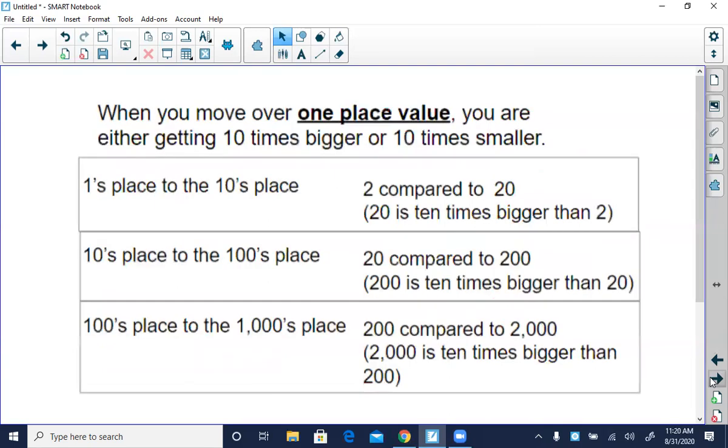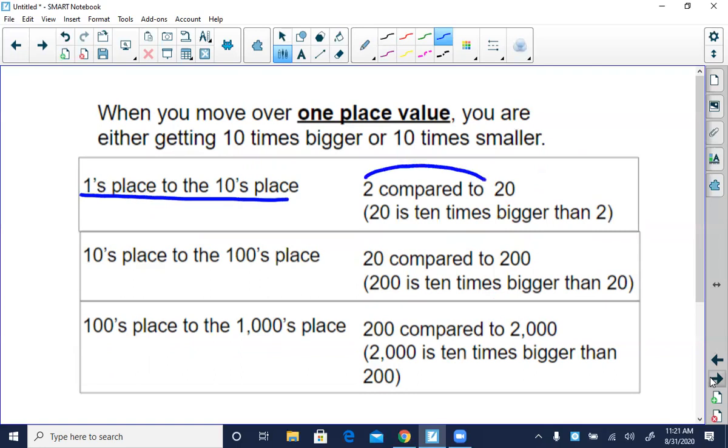Okay? So for instance, here are some examples here. When you move over 1 place value, you are either getting 10 times bigger or 10 times smaller. So here's an example of the 1s place to the 10s place. So I'm comparing 2 to 20. 20 is 10 times bigger than 2, because it would take 2 times 10 to make a 20.